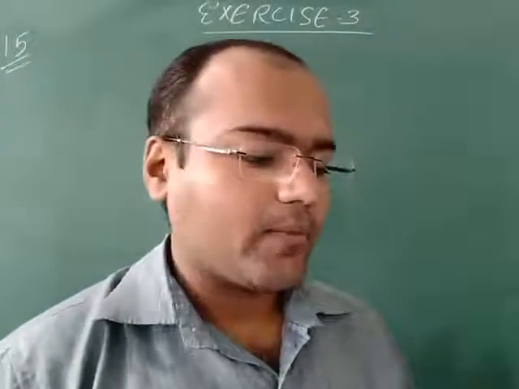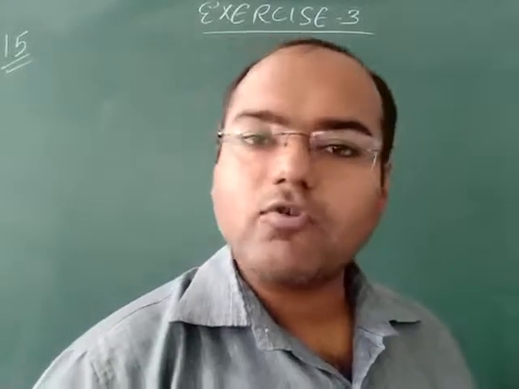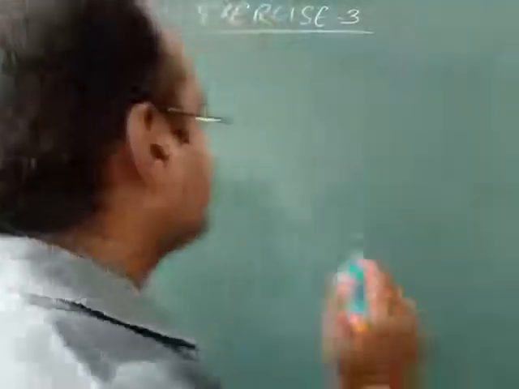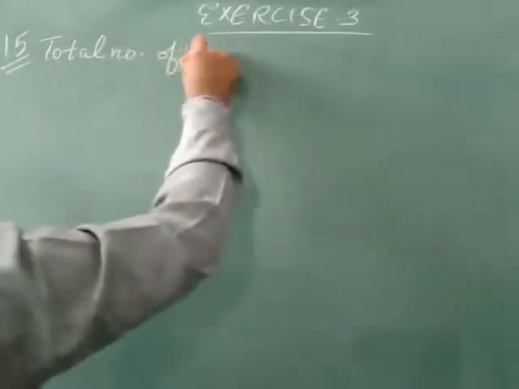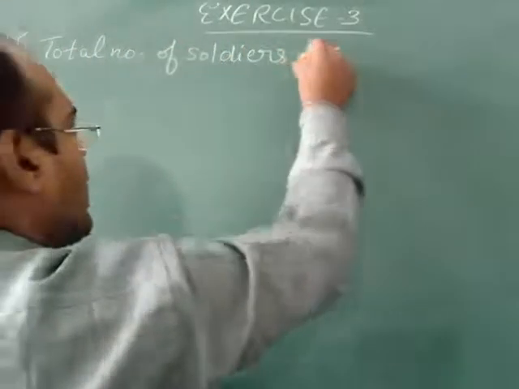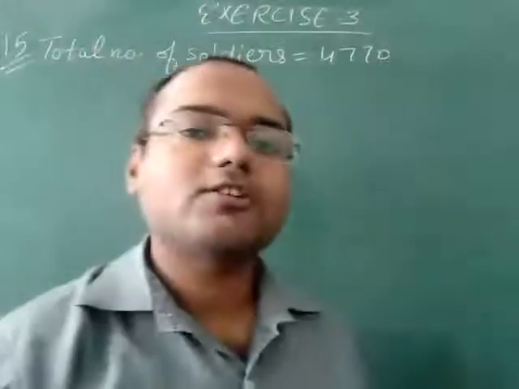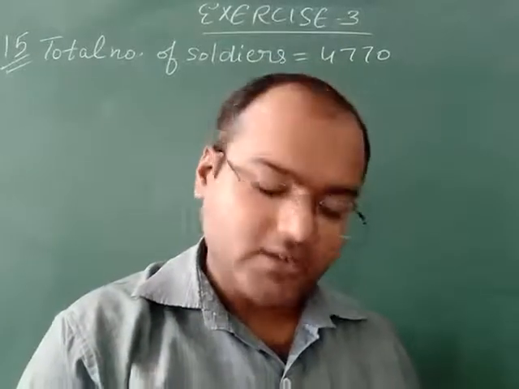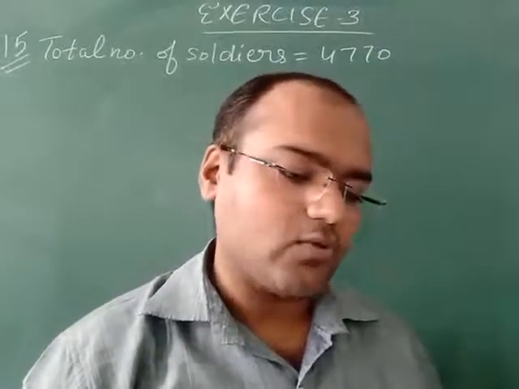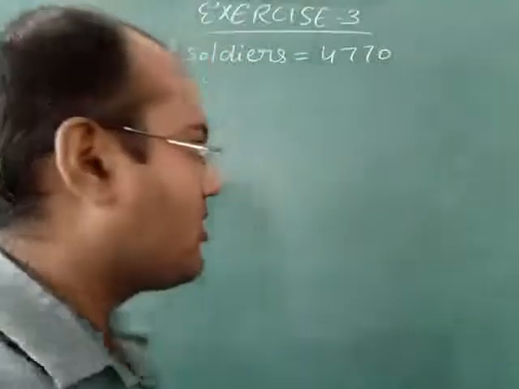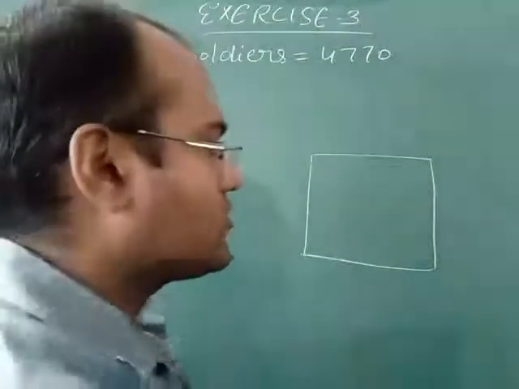The 15th question is: an army officer wants to arrange 4,770 soldiers in the form of a square. So what is given here? Total number of soldiers, how many are there? 4,770 soldiers. He wants to arrange all these soldiers in the form of a square. After arranging them, he finds 9 of the soldiers are left out. When he arranged all the soldiers in the form of a square, 9 of the soldiers were left.